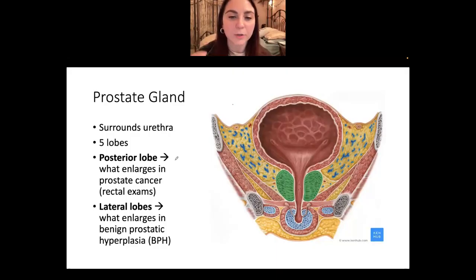The lateral lobes, so you have 2 lateral lobes, enlarge in a condition called benign prostatic hyperplasia, or BPH. Older men get concerned that they have prostate cancer because they're having to go to the bathroom a lot. They're concerned, but it ends up being just BPH. They can tell this because on rectal exam, they touch the posterior lobe and it feels completely normal. There are obviously other tests they can do, but it's because only the lateral lobes are enlarging in BPH.